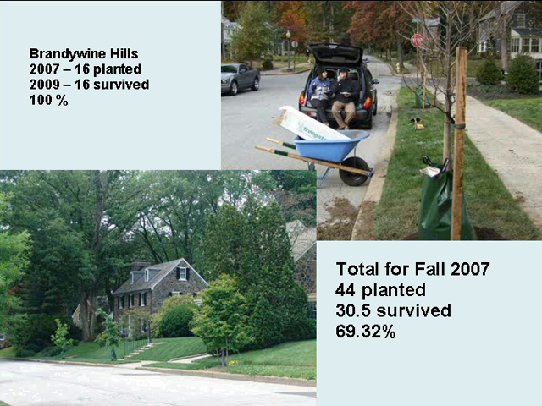The other planting for the fall of 2007 was in Brandywine Hills. This is a wealthy neighborhood. The homeowners have been waiting for new trees, and they all came out and helped plant and learn how to care for them. And you can see we had a great survival rate for that neighborhood. So overall, we had almost 70% survival from our second bareroot planting. So we're feeling a little better, and we're learning a little more about it as we go along.